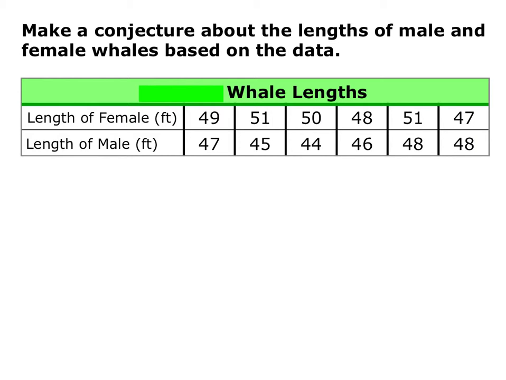Make a conjecture about the lengths of male and female whales based on the data. So is there a pattern in that data somehow that you can describe? It's probably not exactly the same kind of pattern we've been doing, but can you make a conjecture, a prediction that you think is true about the length of male and female whales based upon that information? Kind of like, what do you see in that information? Open-ended, there could be various things for you to tell me.